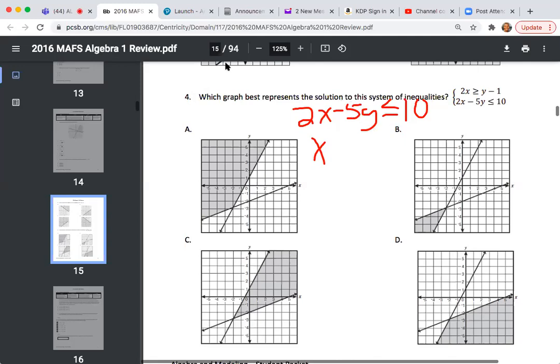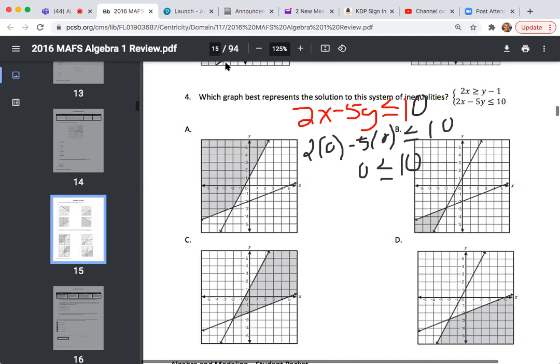Yes, guys, the y-intercept is -2. So your y-intercept is -2, and the x-intercept is +5. Now let's test this out. Let's plug in (0, 0) and see what happens. Does it make the problem true or false? Plugging in 0 for x and 0 for y, we get 0 is less than or equal to 10. So the region containing (0, 0) should be shaded in.